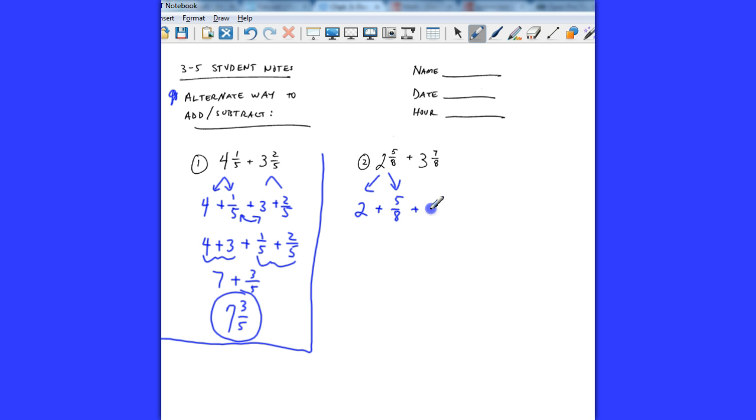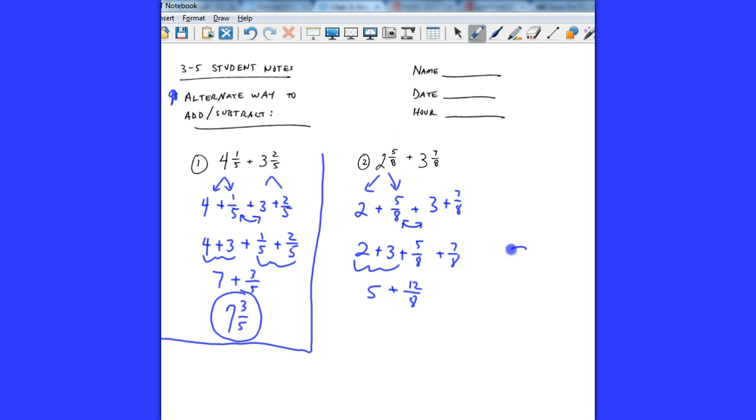If I try expanding this next question, I would get 2 plus 5/8 plus 3 plus 7/8. Now let's flip the order here. We want to flip that around. We get 2 plus 3 plus 5/8 plus 7/8. 2 plus 3 is 5. Okay, that's easy enough so far. Plus 5 plus 7 is 12 over 8.